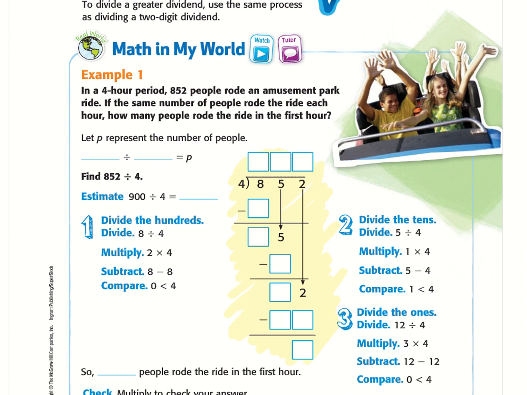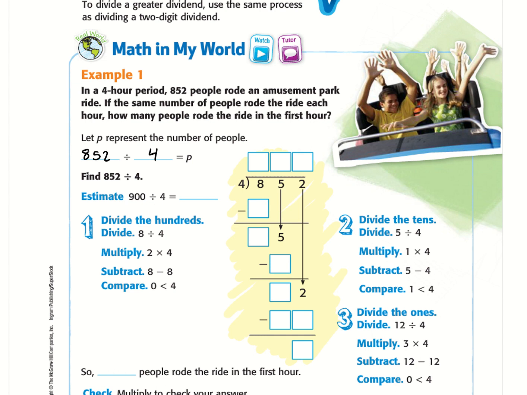So in a 4-hour period, 852 people rode an amusement park ride. If the same number of people rode the ride each hour, how many people rode the ride in the first hour? So let P represent the number of people. So we have 852, and we have to divide that amongst 4 hours, a 4-hour time period.